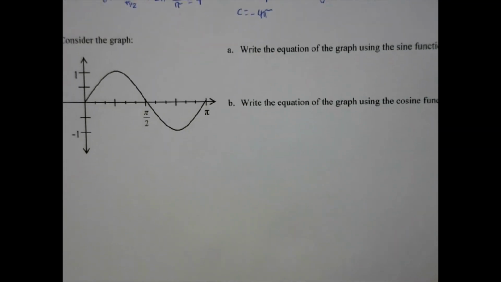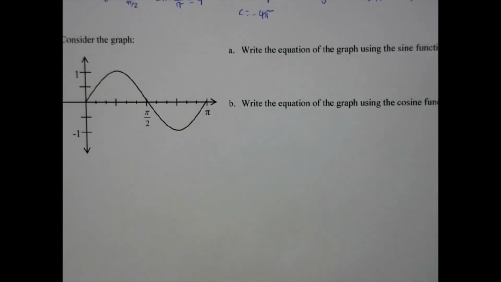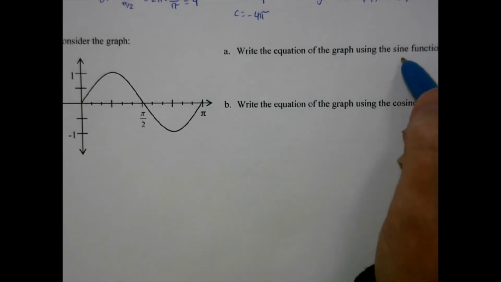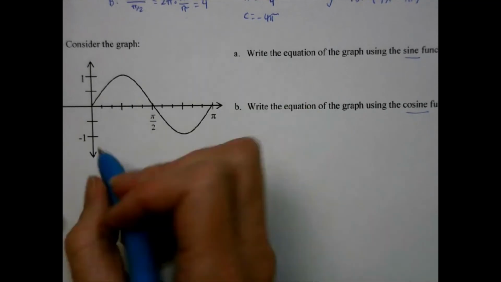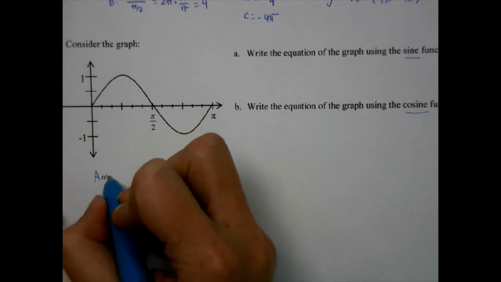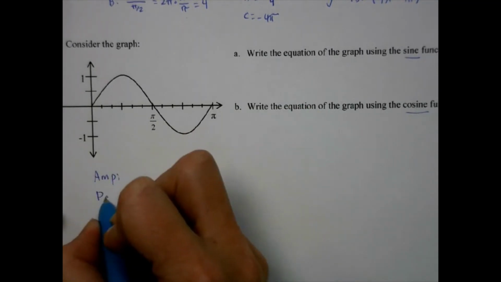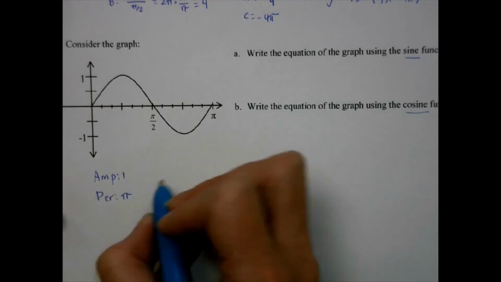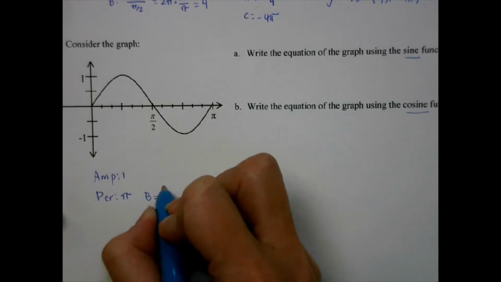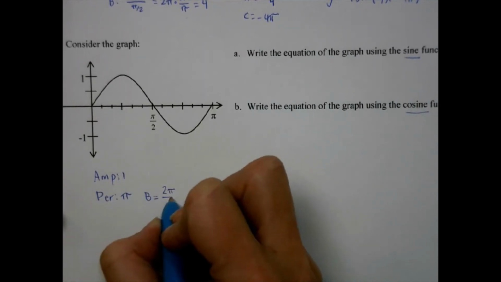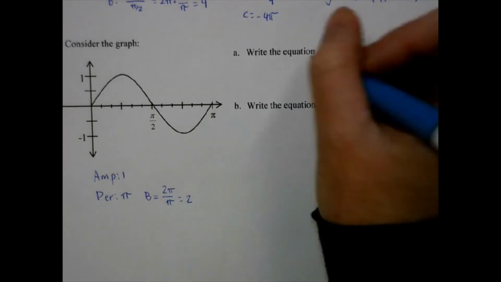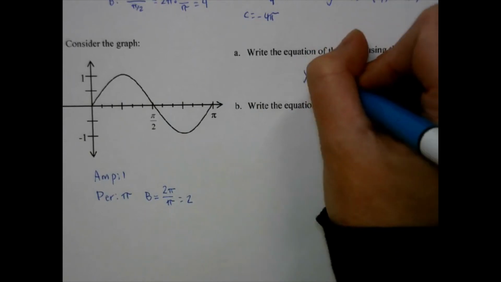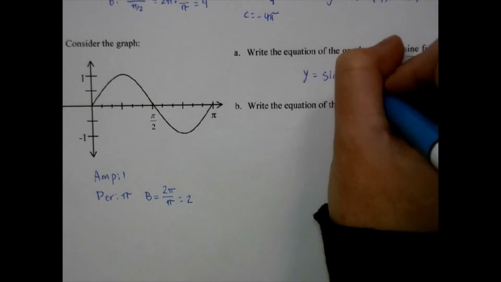Okay, and then this next one, we're going to write the equation with sine, and then we're going to do a cosine. So sine's pretty straightforward. Our amplitude is 1. The period is pi. So my b is going to be 2 pi over pi, or 2. So this one's just going to be y equals sine 2x.